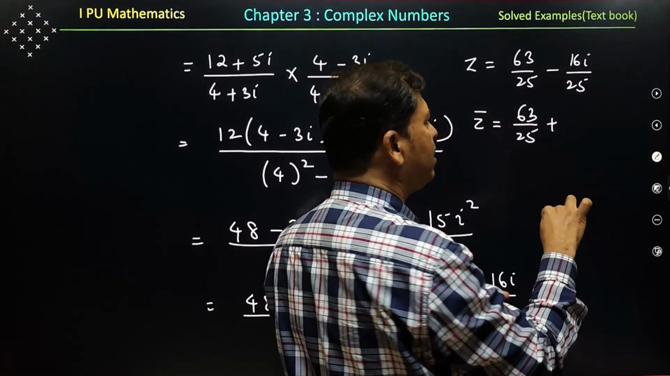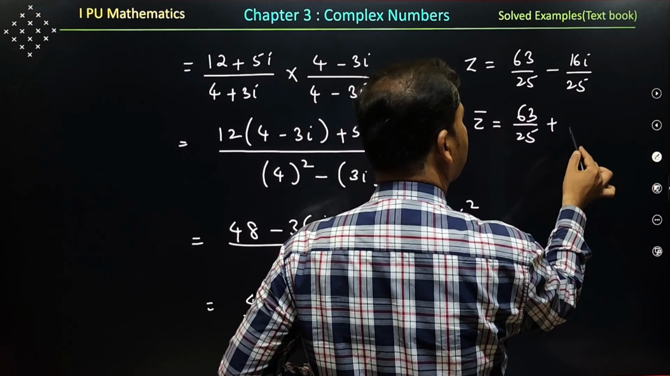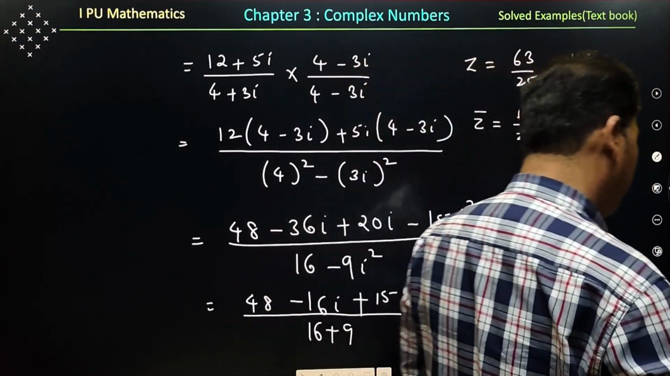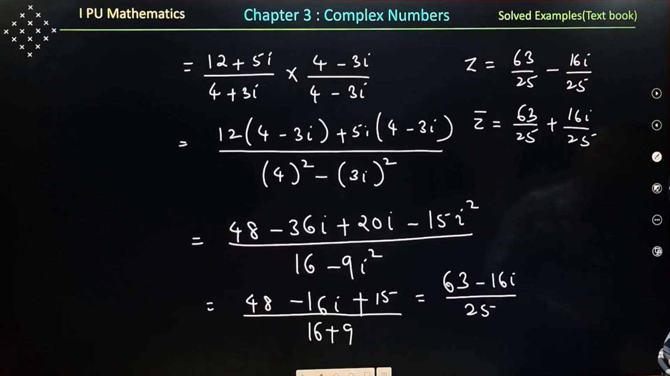I is replaced by minus i. So that's why it becomes plus 16i divided by 25. So this is the final answer for this question. Is it clear for all?